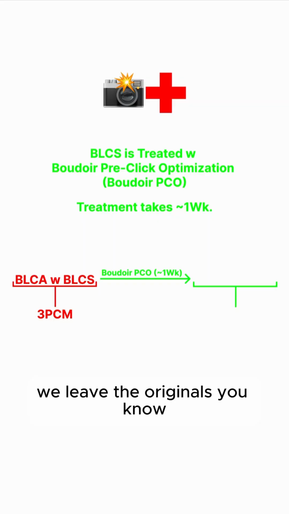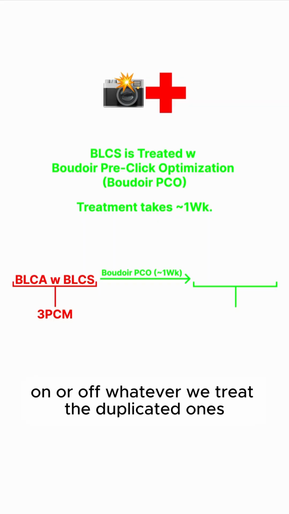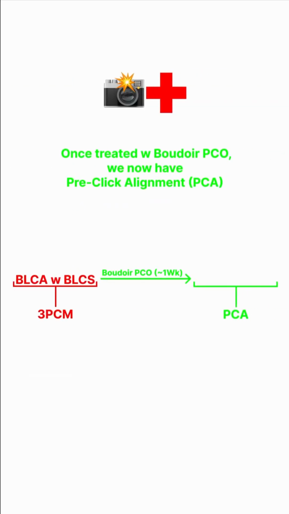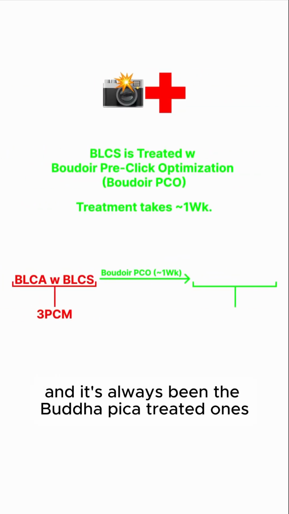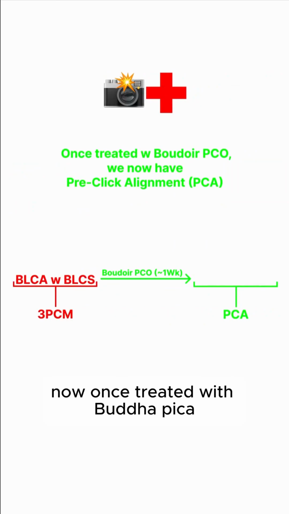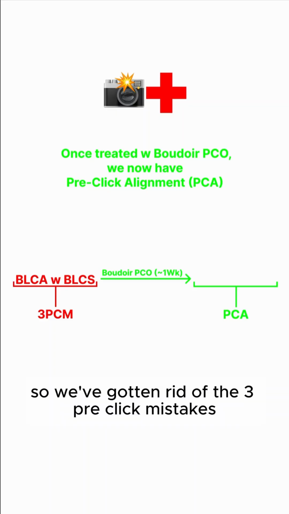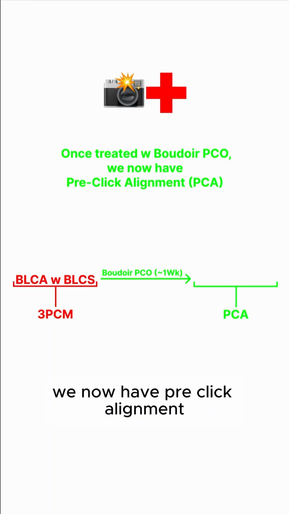Now, we invented this; it's where we duplicate the current Boudoir Facebook ads and we treat the duplicated ads. We leave the originals on or off, whatever. We treat the duplicated ones, and at the end of the week, we keep whichever one running has the best metrics. And it's always been the Boudoir Pico treated ones. Now, once treated with Boudoir Pico, we now have pre-click alignment, PCA. So we've gotten rid of the 3 pre-click mistakes. We now have pre-click alignment.